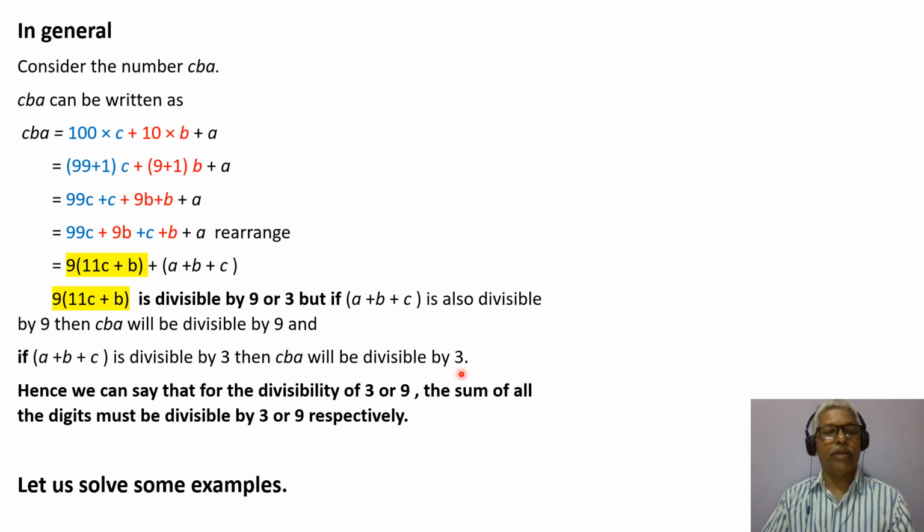Now it is very simple, as we have seen an actual example first. Hence we can say that for the divisibility of 3 or 9, the sum of all the digits must be divisible by 3 or 9 respectively. Okay, got it? So this is the divisibility test for 3 or 9. Now let us solve some problems in the next part of this.